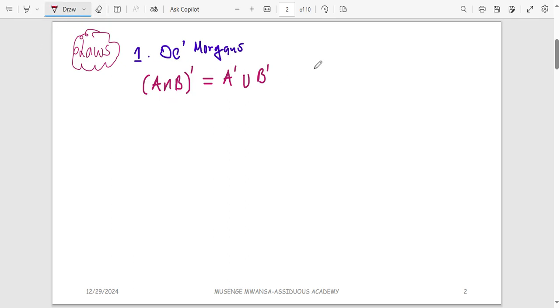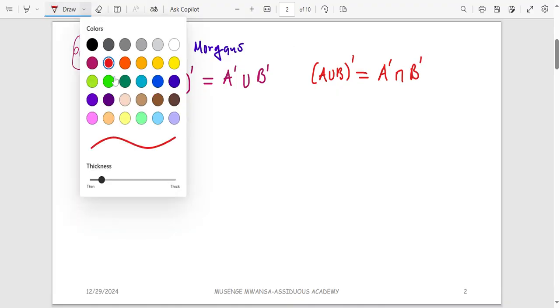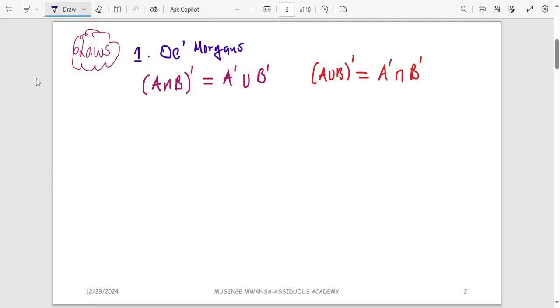We also have De Morgan's law of the union. This is where you have got (A union B) complement. If you distribute the complement, you are going to have A complement, but the sign in the middle changes, it becomes intersection, and then you have B complement. So this is De Morgan's law. It's not hard.